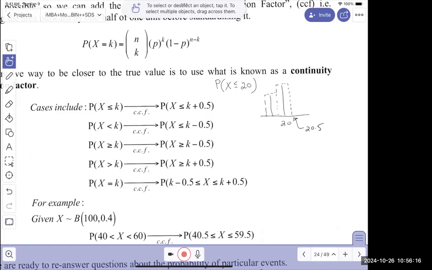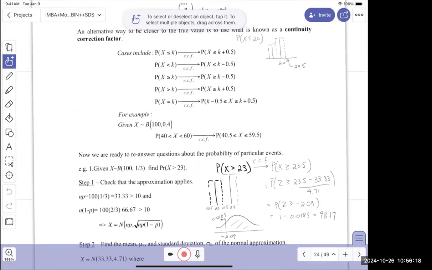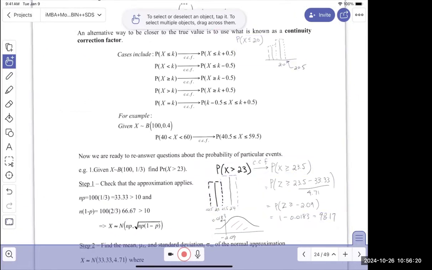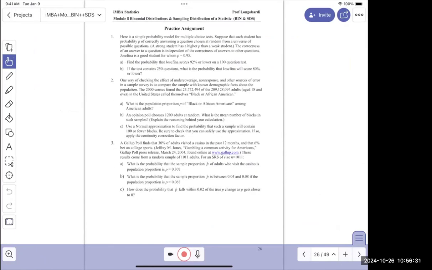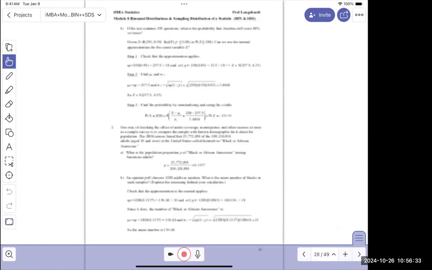Okay, I'm not going to spend more time on that. It's not hard. I just explained how that works. And it's supposed to improve your approximation. And I have a bunch of exercises here for you to practice with.